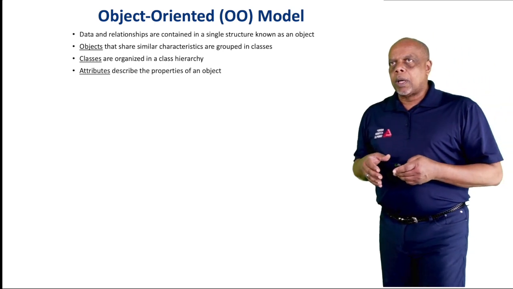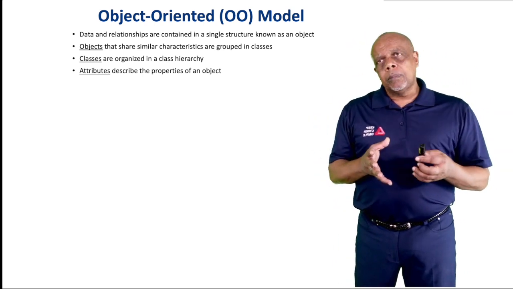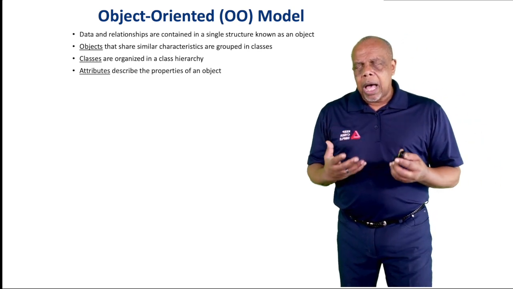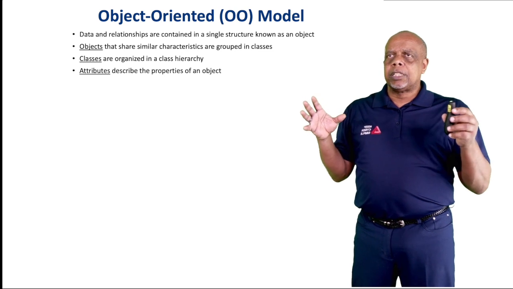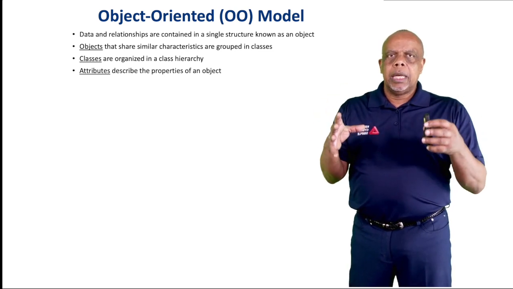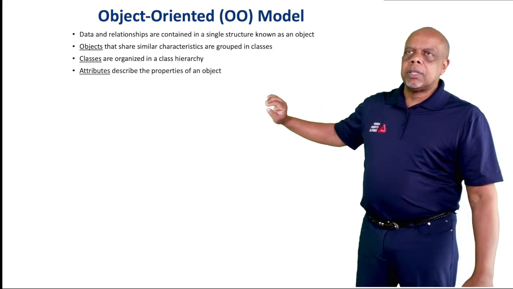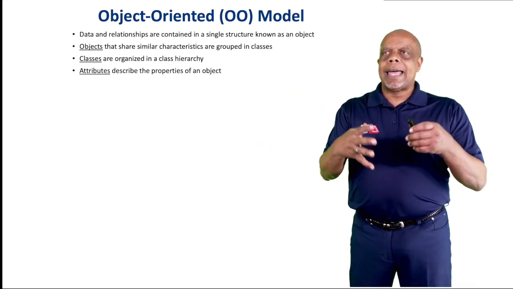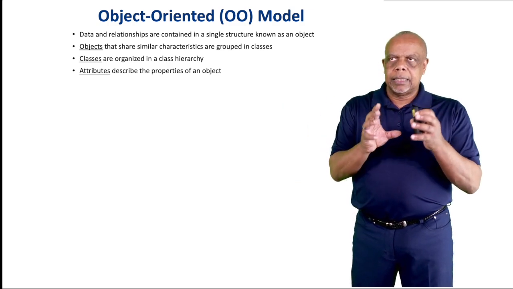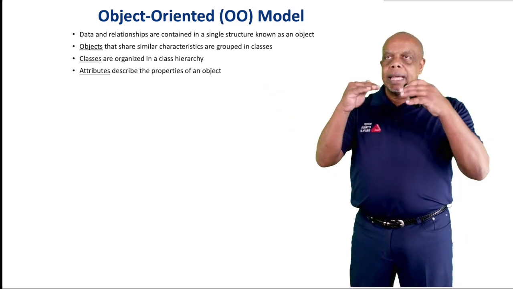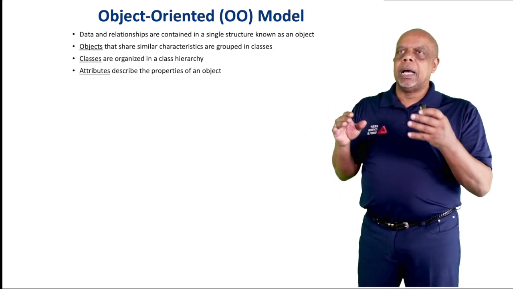Another way we can look at this is through what we call object-oriented modeling. Okay, and this is a more complex modeling environment. Now, what this looks at, it looks at data relationships in a single structure known as an object. It looks at everything as an object. Now, so what is objects? Objects that share similar characteristics are grouped into classes. Classes are organized in a class hierarchy, and then within that, there's attributes that describe the property of the object.